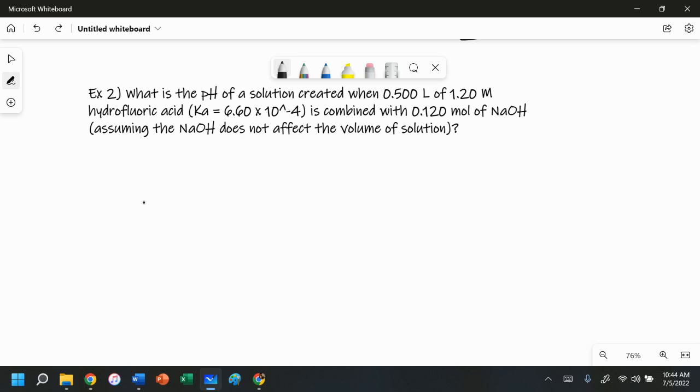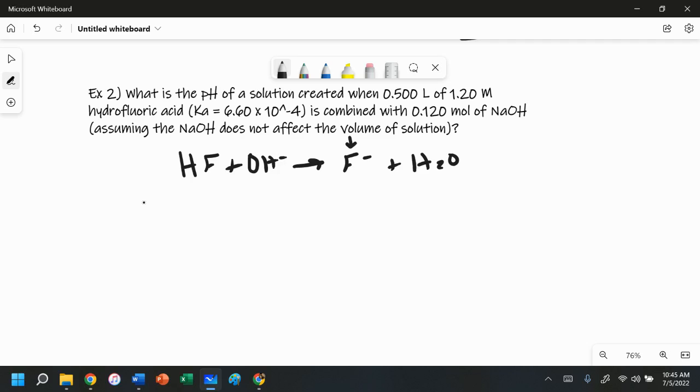So again, I'm going to write the equation. For this one, I am going to write the net ionic equation. So the net ionic equation is our hydrofluoric acid reacting with hydroxide to produce fluoride ions plus water. And the reason for this is because this conjugate base is going to be really important in this particular reaction. So that's why I'm writing it as a net ionic equation so I can see the conjugate base very clearly.